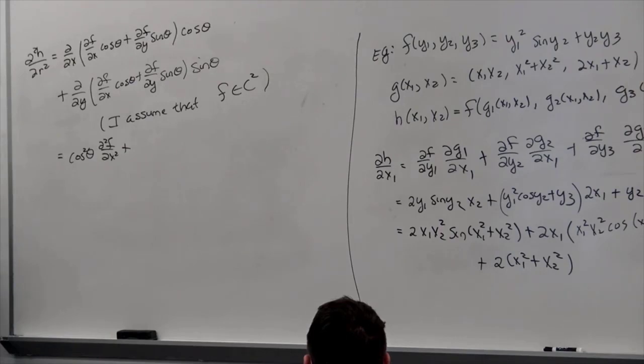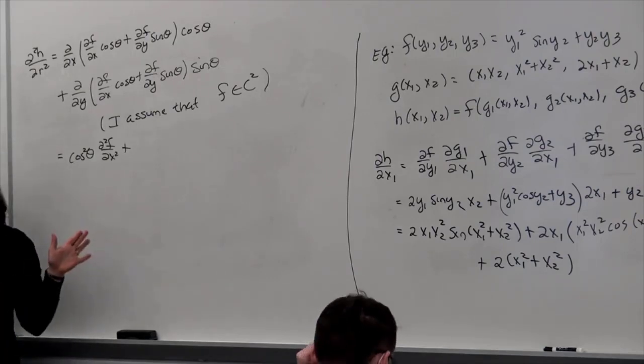They're the same. Why are they the same? Because we have continuous second partial derivatives, right? So we saw an example, right?